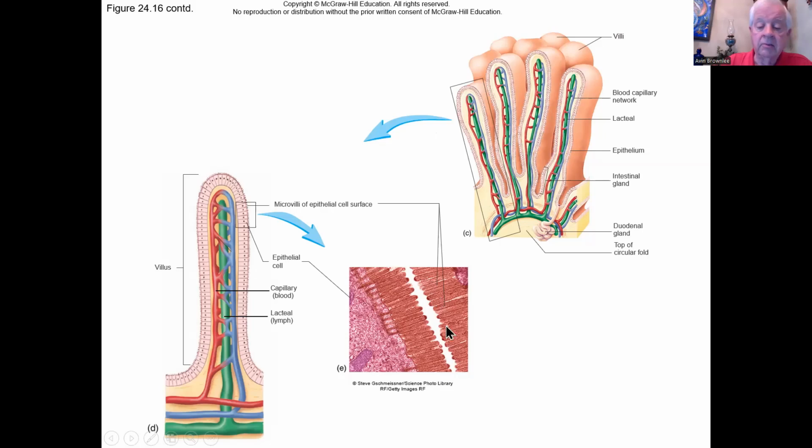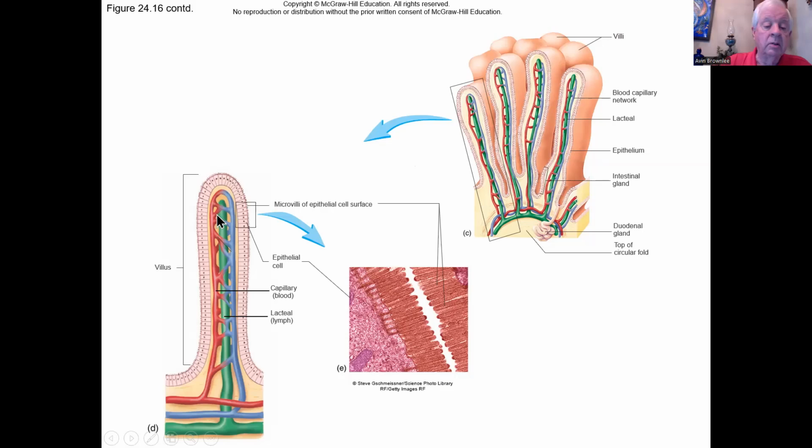Here's an actual photomicrograph of villi taken through a microscope on a prepared slide. Over here is a close-up of a villus. The reason that we have the villi is because they greatly increase the surface area. Here is an artery that branches into an arteriole that goes up into the villus. Every villus has an arteriole going up into it, as you can see here.